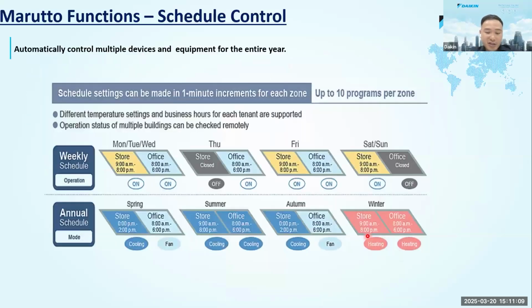So this is the scheduling function, whereby you are able to set weekly scheduling or annual scheduling from here. And it's up to 10 programs per zone.